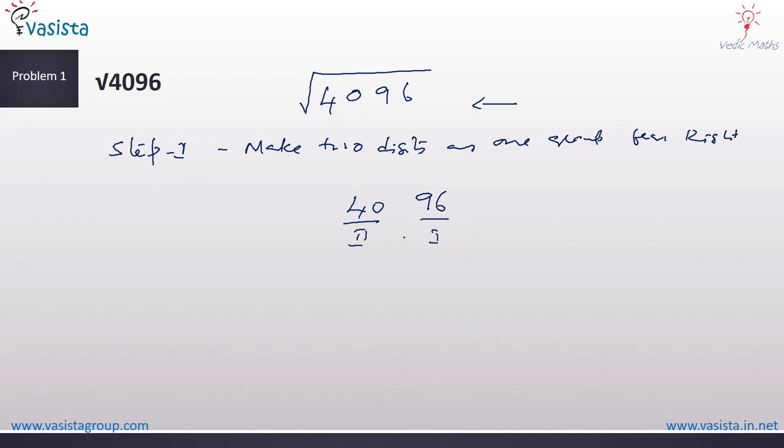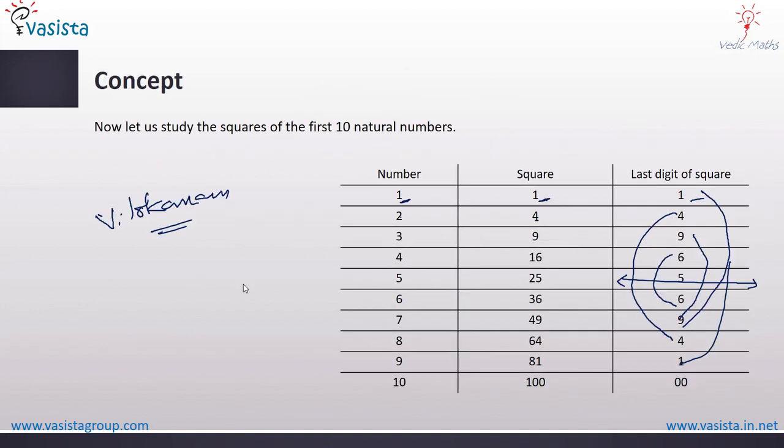Now in this 40 and 96 we made 2 groups. Now observe the last digit in the first group, that is 6. By observing this, we can easily conclude that the square root of 4096 is either ending in 4 or ending in 6. Correct? So recall the table here. It should be 4, because 4 square ends in 6 and 6 square ends in 6.